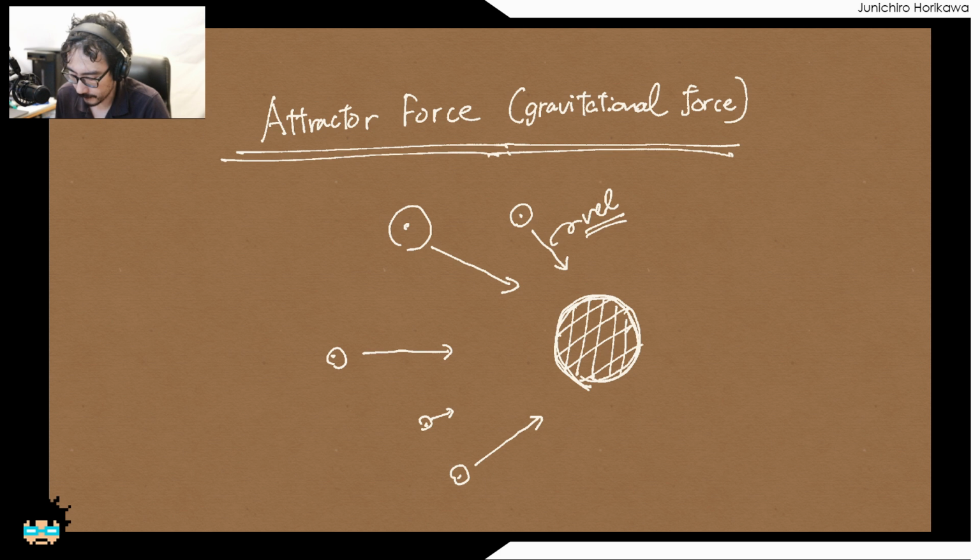Now each small object has its velocity, which moves the object in a certain direction, and this directional value is going to be updated by adding the force value, which is equal to the acceleration value, at each frame. And in this case, the attractor force is the acceleration value. Now let's see how we can calculate this attractor force.